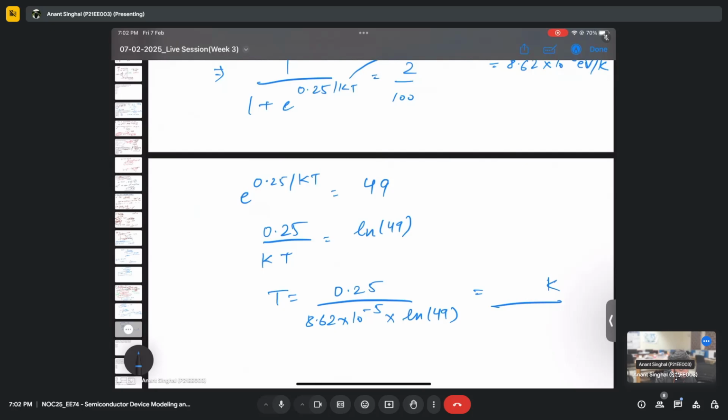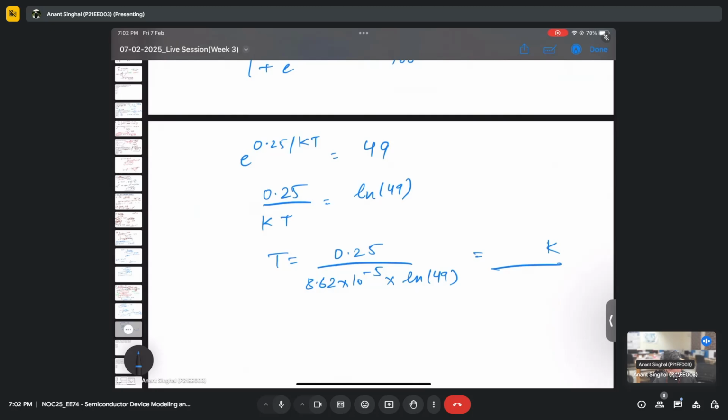Any doubts? So if you solve it, this will come out to be 745.2 Kelvin.